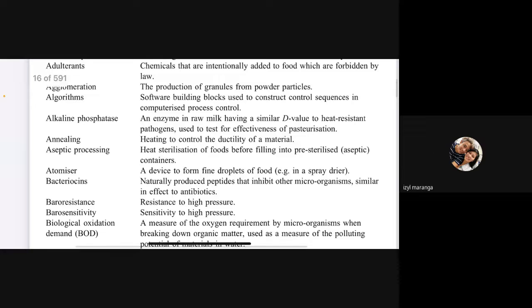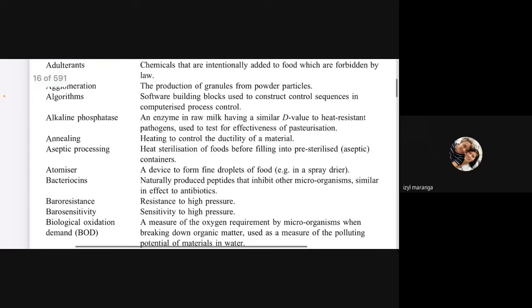So next term is adulterants. These are chemicals that are intentionally added to food which are forbidden by law. Okay, example daw, Sir Aljon. So, example, yung mga bawal na gamot na i-add natin, diba? Para maging energized tayo. Like, for example, meth, na drugs. So, we also have agglomeration, the production of granules from powder particles. Parang may gawin mong granules yung mga powder.